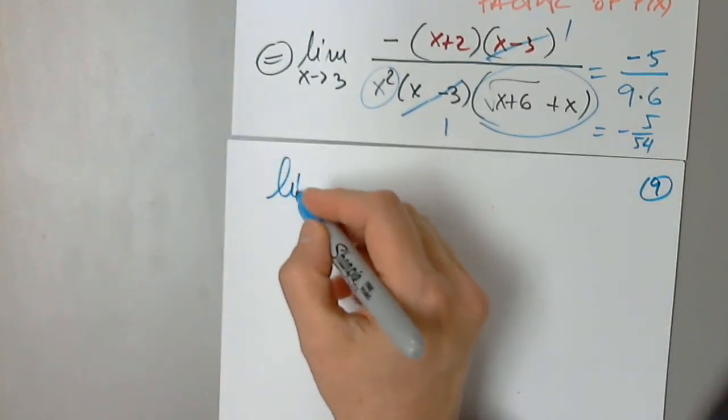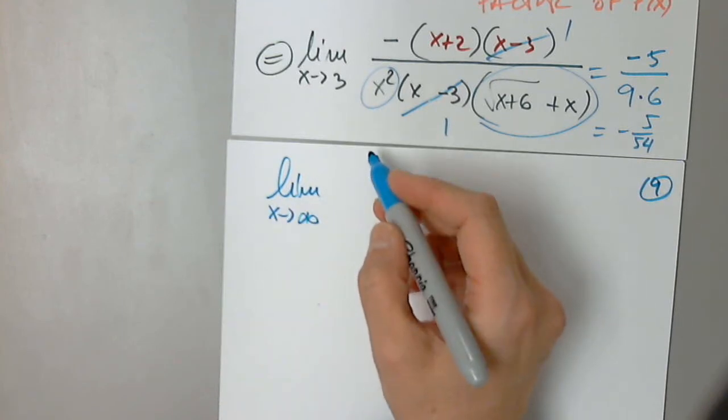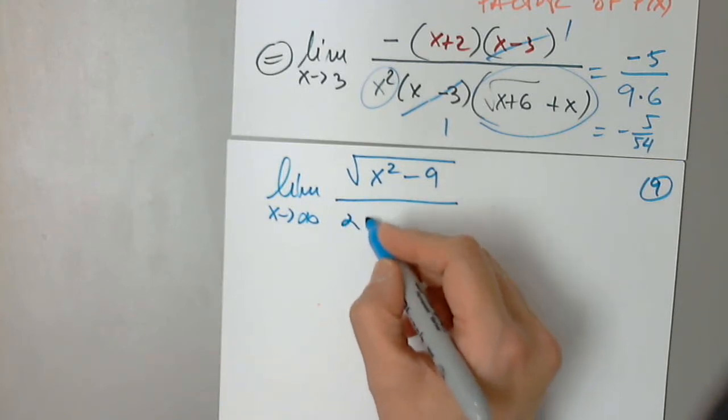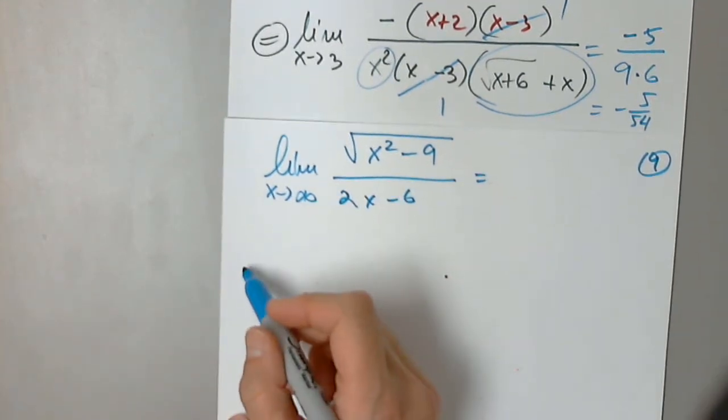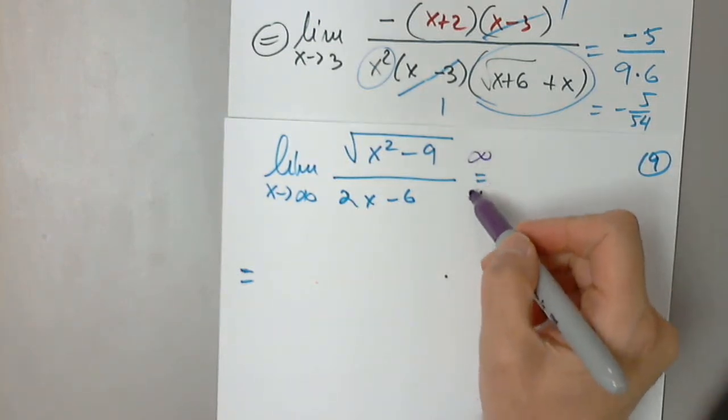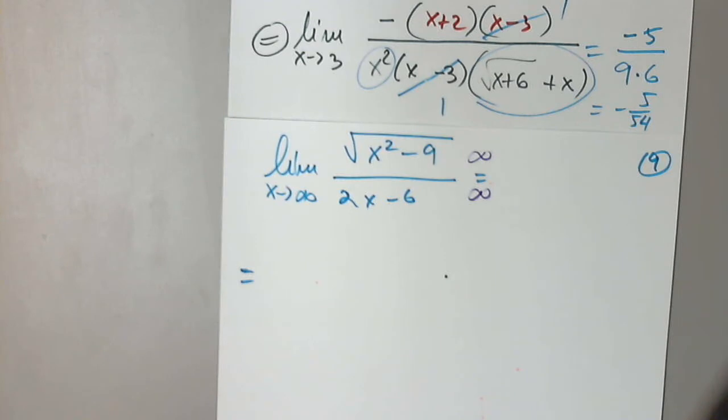Okay, so last one here, limit as x approaches infinity of the square root of x squared minus 9 over 2x minus 6. No, we cannot rationalize here. We have to do something else. We plug in, of course, it's infinity over infinity. This is another indeterminate case. No one has any idea what this can turn out to be. No idea whatsoever. And there is no rationalizing because these are not two terms.